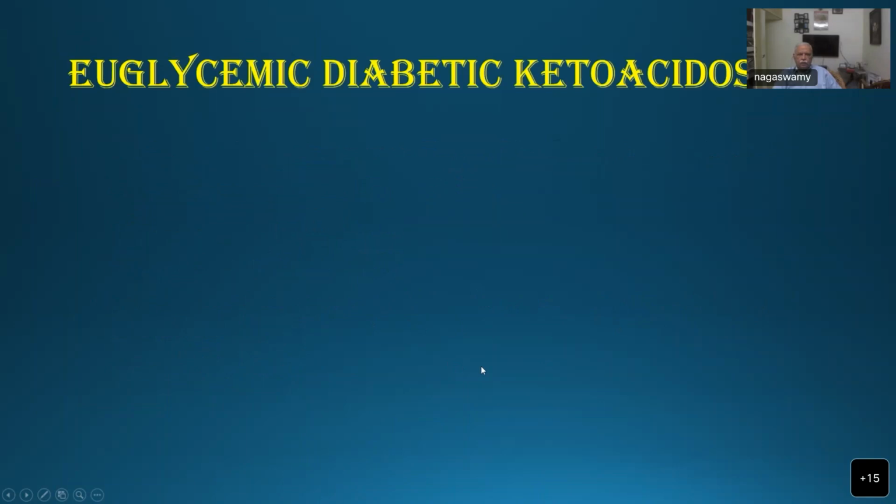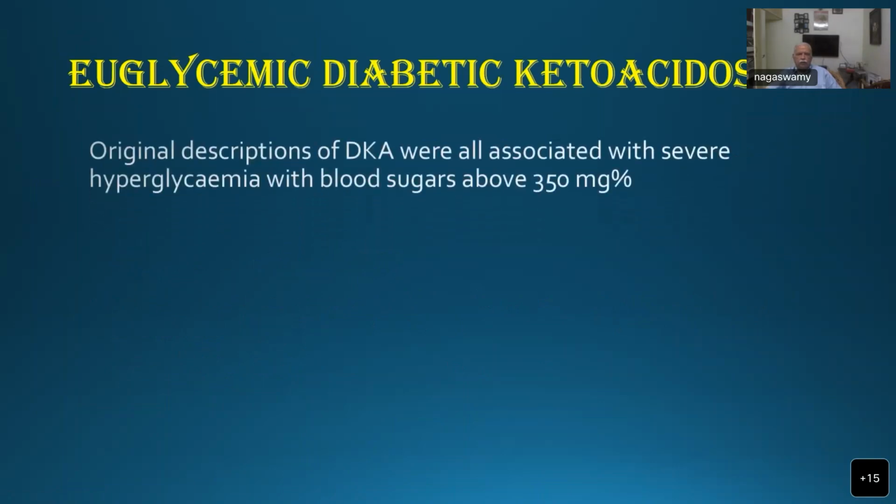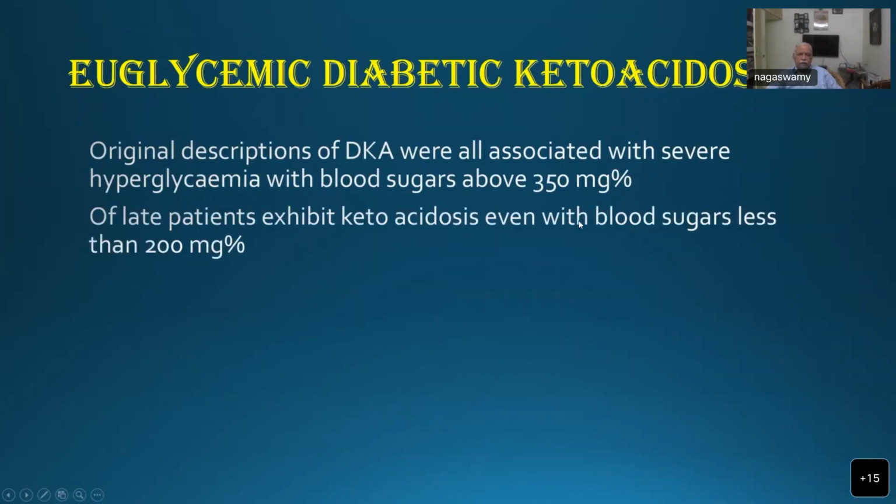Now, coming to euglycemic diabetic ketoacidosis, which is now very, very common because of the usage of SGLT2 drugs, which have now been introduced into the market for control of patients with severe hyperglycemia and diabetes. In the original description, all patients were severely hyperglycemic, whereas patients nowadays get the features of DKA, that is, ketones become positive and acidosis is present, but the blood sugar is sometimes less than 200 also.